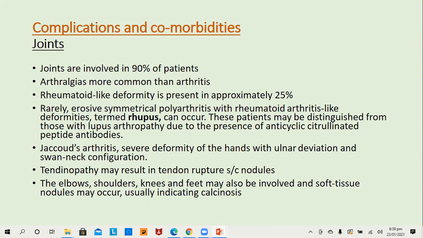These patients may be distinguished from those with lupus arthropathy due to the presence of anti-cyclic citrullinated peptide antibodies, anti-CCP antibodies. Jaccoud's arthritis is the severe deformity of hands with ulnar deviation and swan neck deformities. Tendinopathies may result in tendon rupture and subcutaneous nodules. Elbow, shoulder, knee, and feet may be involved, and soft tissue nodules may occur, indicating calcinosis. So the most common arthritis in patients with SLE is rheumatoid arthritis-like deformities.